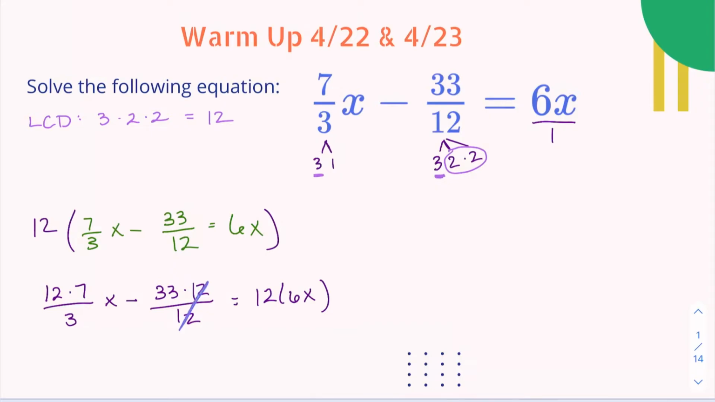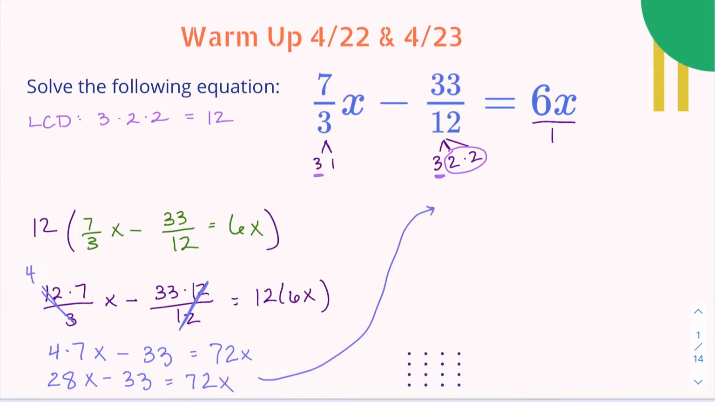12 divided by 12 goes away. 12 divided by 3 just leaves you with 4, right? So we'll have 4 times 7x minus 33 equals 12 times 6, which is 72, 72x. Right? Now you can see that we do not have any fractions. There is not a fraction in sight. And then this is 28x minus 33 equals 72x. Start that back up here.